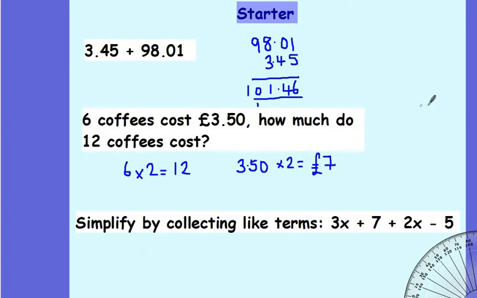And finally, simplify by collecting like terms. Now a like term means a term in x or a number. So the x's are going to go together and the numbers are going to go together. In terms of x's, I've got 3x plus 2x, which gives me 5x. And for numbers, I've got 7 take away 5, which gives me 2. So my answer is 5x plus 2.